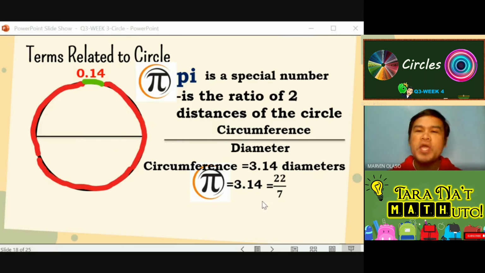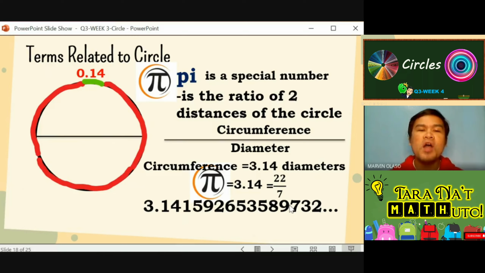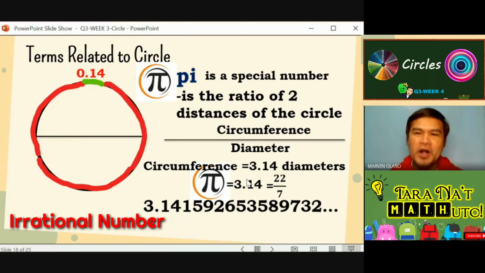Because if we are going to get the exact value of it, it is equal to 3.14159265358972 and so on goes to forever. Ibig sabihin wala pong katapusan yan. Continuous yan. At hindi, ang masama dyan, hindi siya inuulit. It never repeated. Kaya, ang tawag natin sa number ay tinatawag nating irrational number.